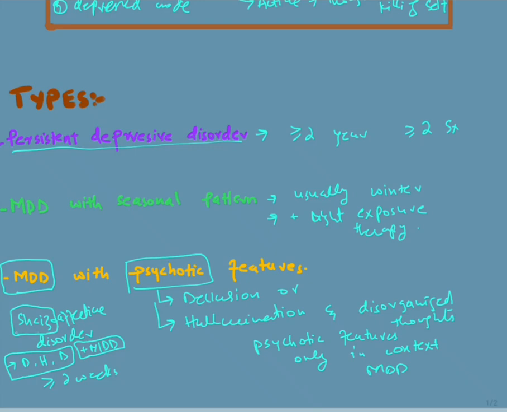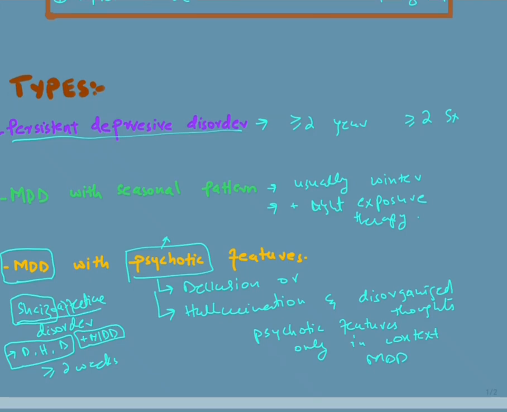While in schizoaffective disorder, in order to differentiate it from major depressive disorder with psychotic features, we should have psychotic features without depression for greater than or equal to 2 weeks. So we have psychotic symptoms for greater than or equal to 2 weeks without the depressive symptoms. If we have that, then we will diagnose it as schizoaffective disorder. Okay, so hope this was clear.